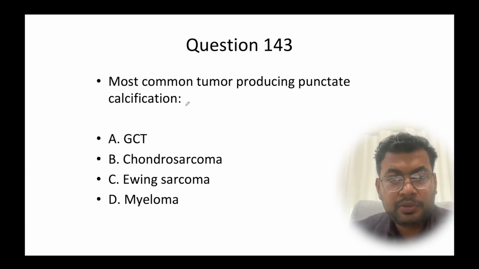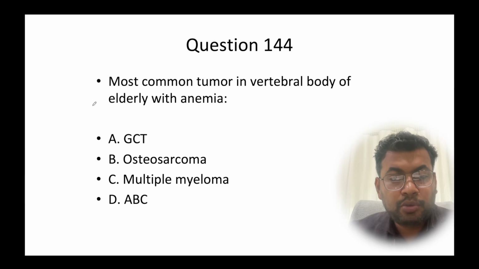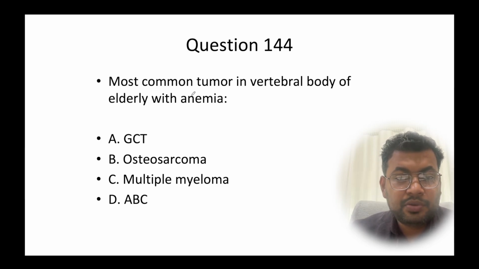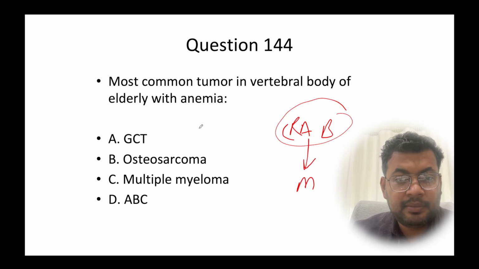Most common tumor producing punctate calcification. Calcification means chondroid tumors, so chondrosarcoma. Most common tumor in vertebral body of elderly with anemia. So they are asking anemia. We have previously seen this. This is seen in multiple myeloma.